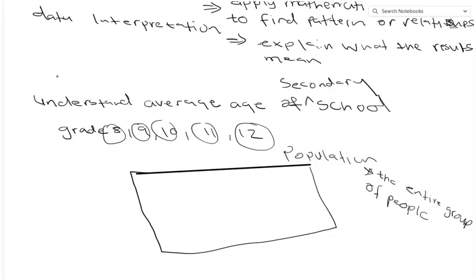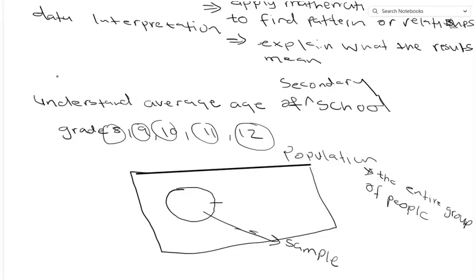But what we can do is a sample, right? We can do a sample of a population. What is a sample? A sample is a subset of a population. We have the entire group of people, which is the learners. But when we want to understand an average age, we're going to do a sample, a smaller group taken from the population.